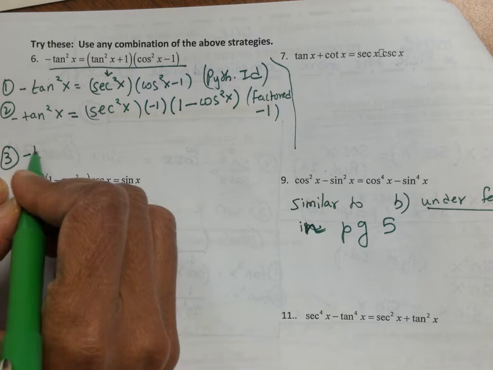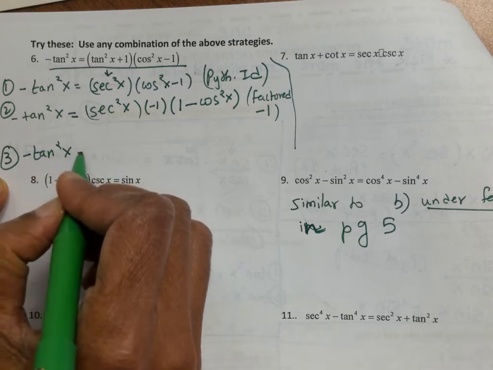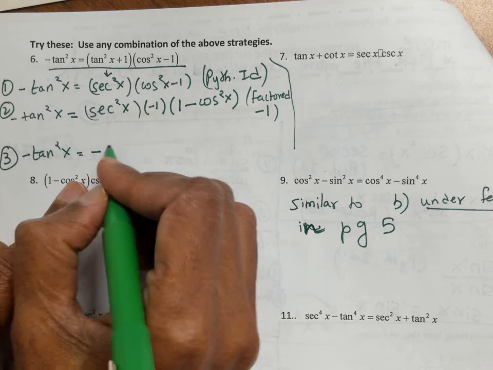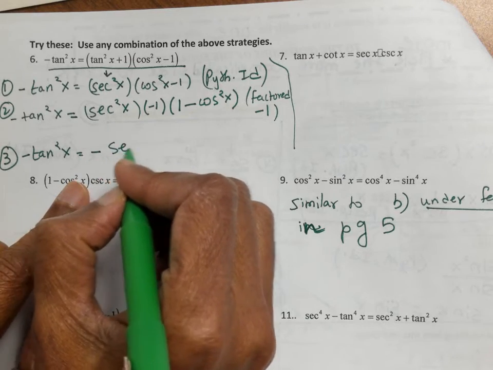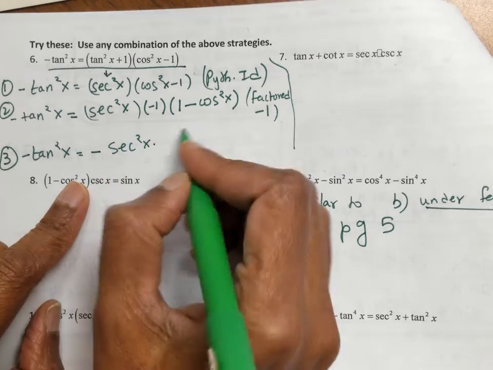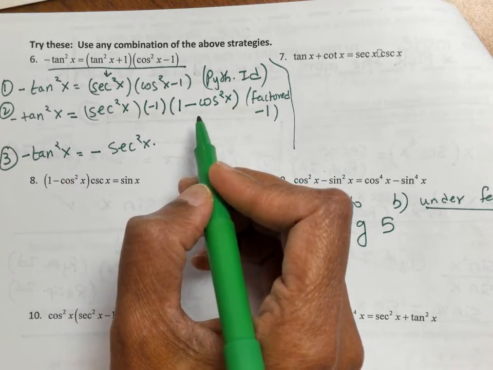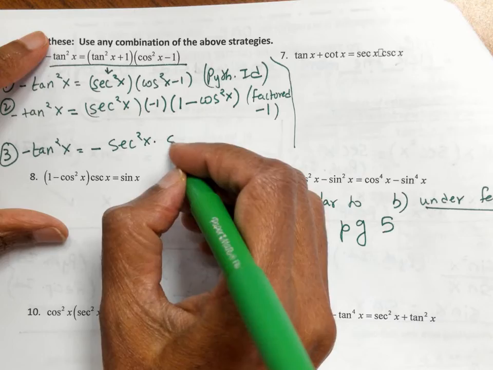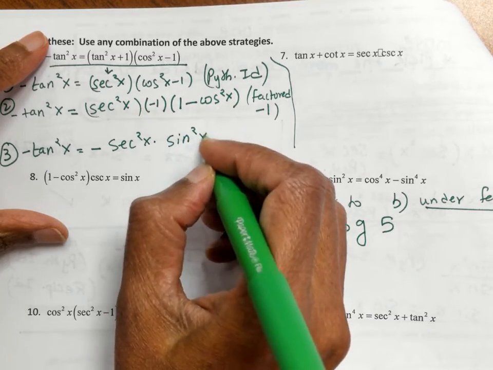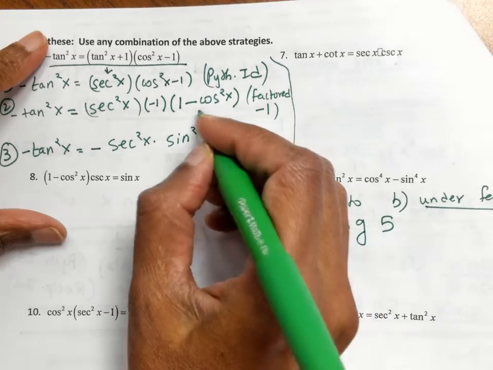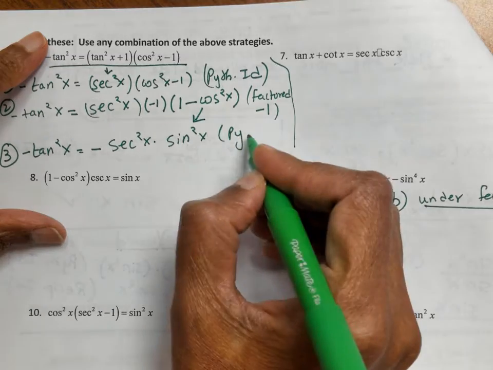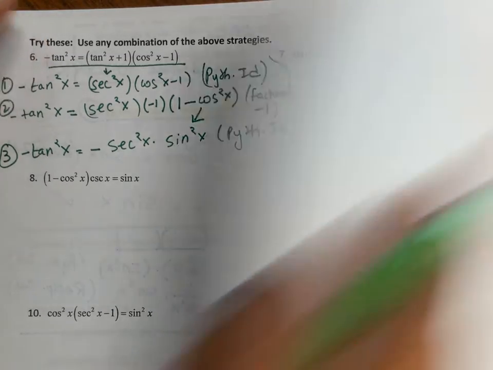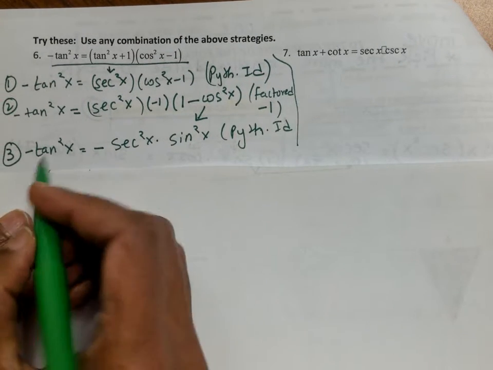So I keep this as negative tan square x, and then I basically bring the negative in the front, and then keep this as secant square x, and then 1, I just saw in my Pythagorean ID 1 minus cosine square x equals sine square x, so I replace this with sine square x. Now I'm again doing Pythagorean ID because this replacement is Pythagorean ID. Okay, so I'm just going to use another piece of paper and continue.